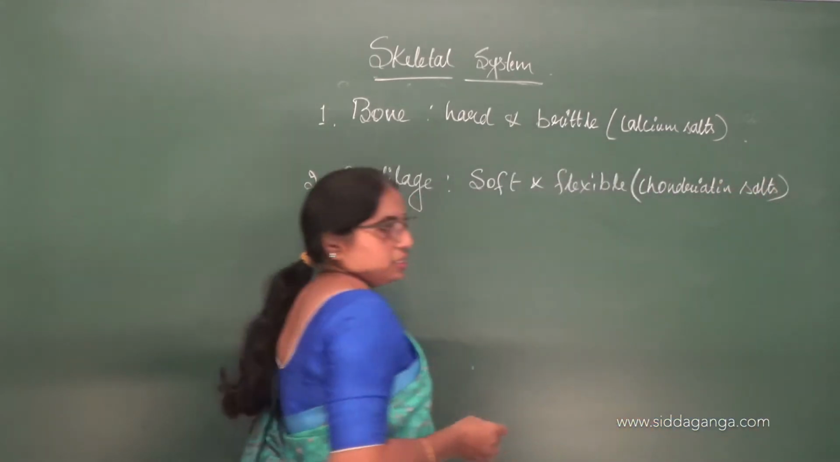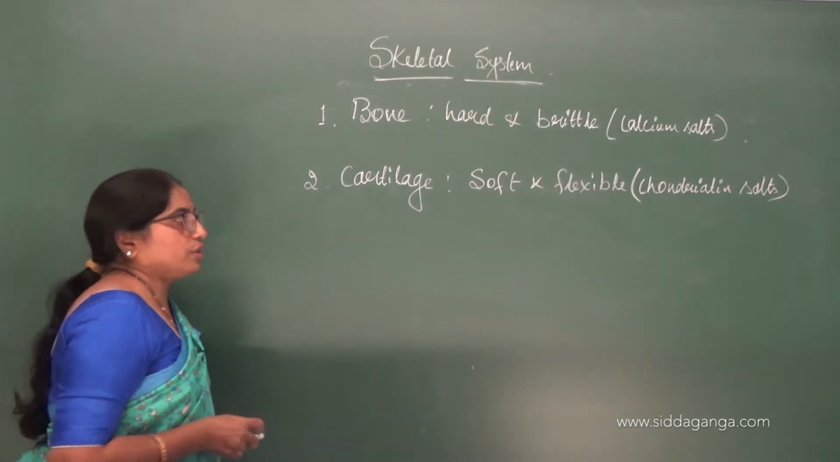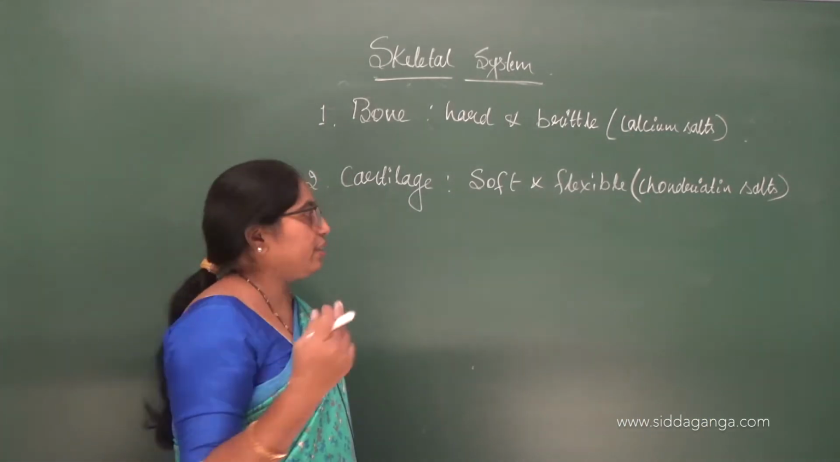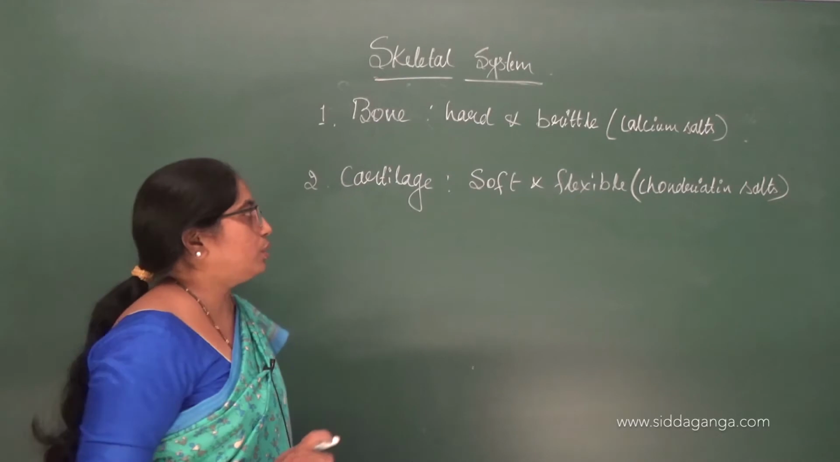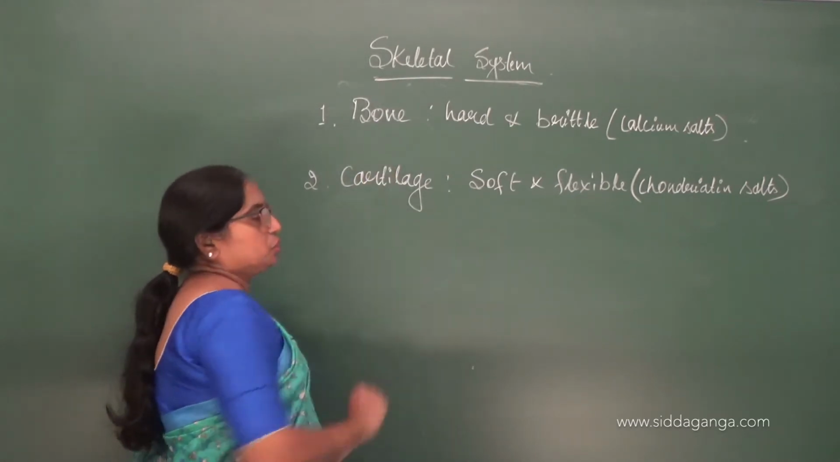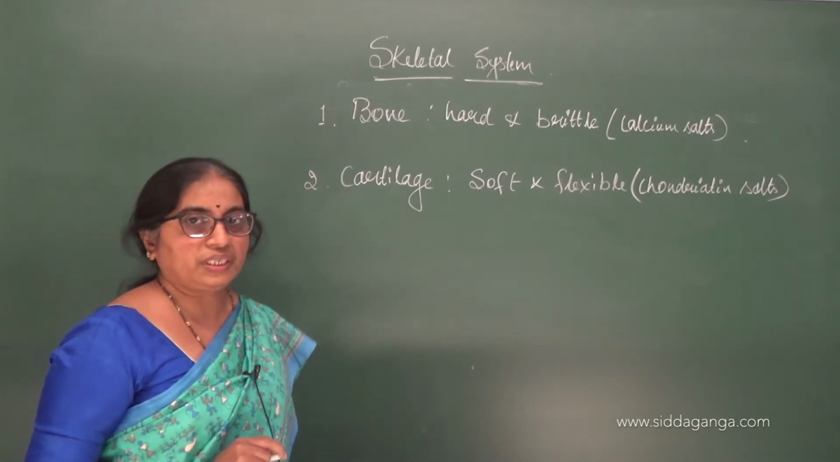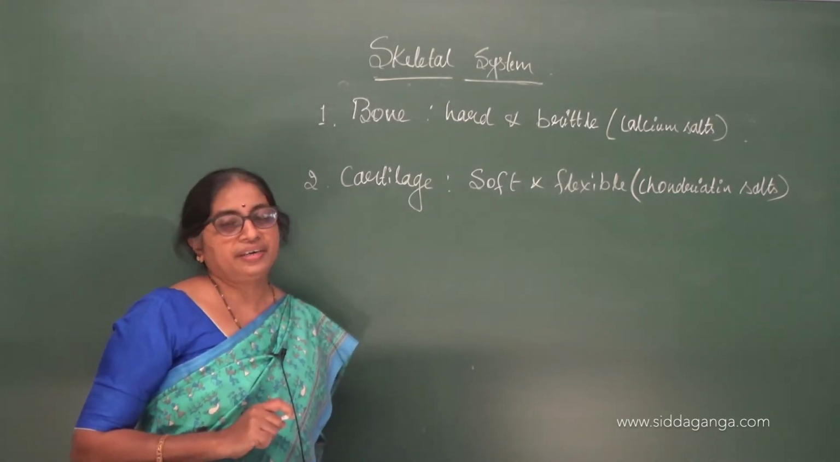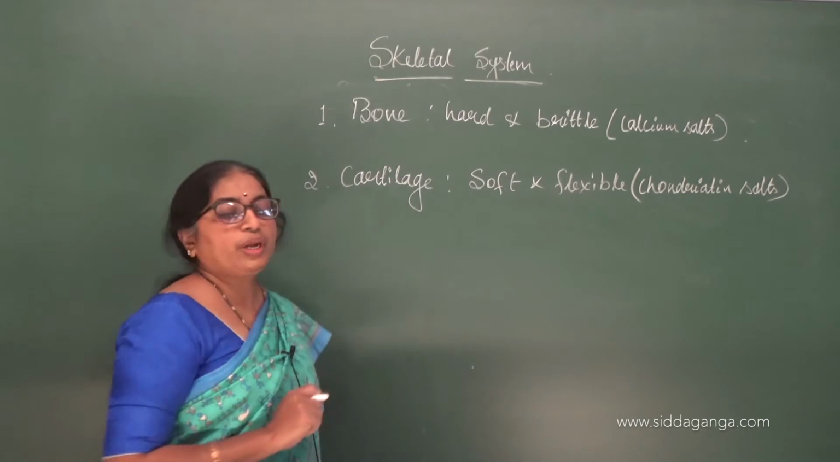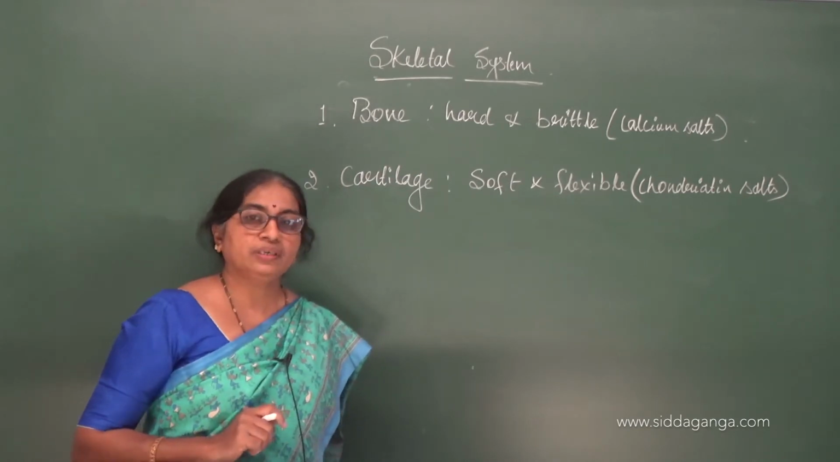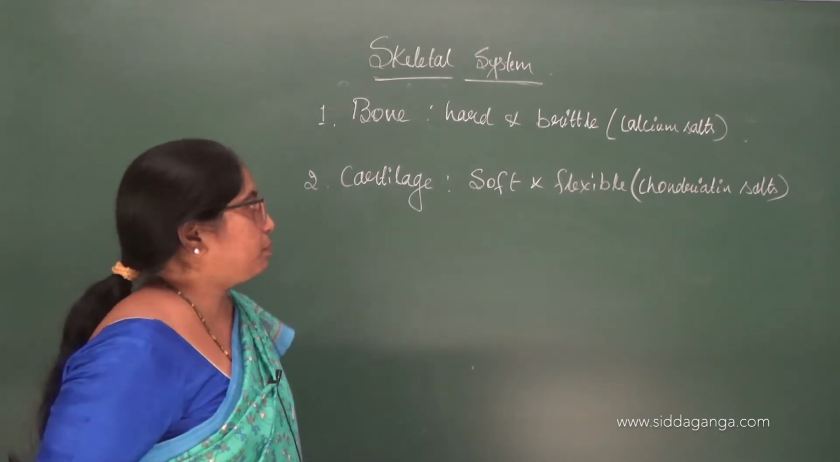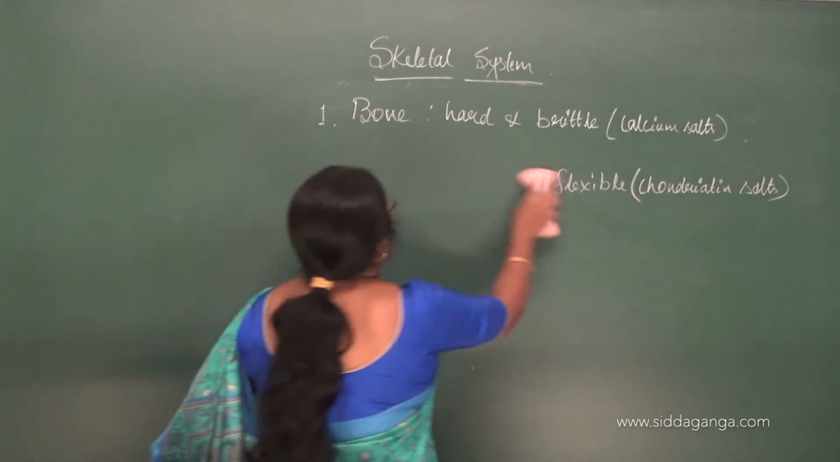We know that the matrix of the cartilage is called chondrin, and the chondrin contains chondroitin salts. Whereas the osseous tissue has a matrix which consists of calcium salts, thereby making the bone hard and brittle. So these are the two important components which form the human skeletal system.